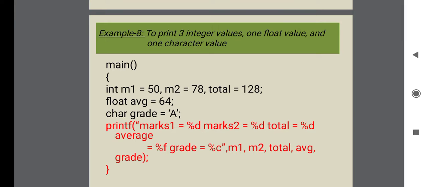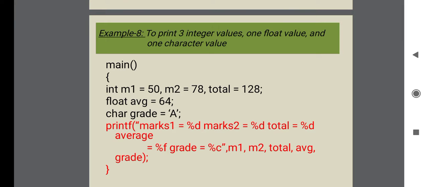What is the corresponding value here? m1. m1 is the variable. So in place of %d, what will print? The corresponding variable value will be printed. So what is the corresponding variable value here? m1. m1 value is 50. So in place of %d, 50 will be printed.